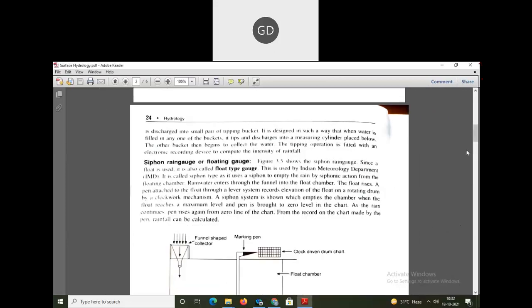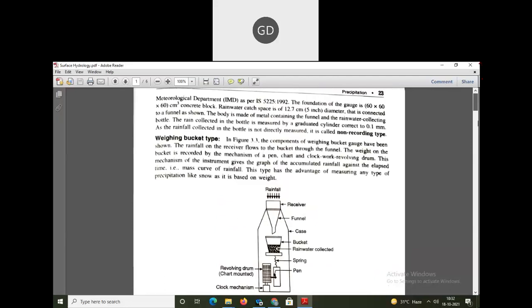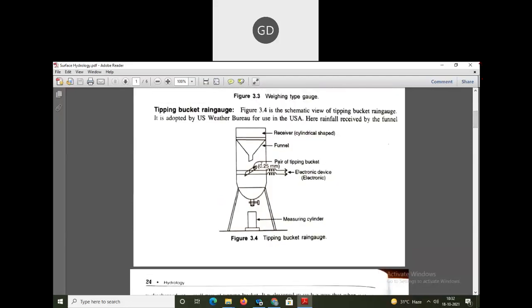So this tipping bucket rain gauge, as you can see here in the picture, has a pair of tipping buckets. Tipping bucket means it slides in this way and in that way, it just keeps on sliding. So what happens here actually? There is a funnel here, a receiver, then a pair of tipping buckets, two tipping buckets here. Then some electronic devices are fitted here, and the measuring cylinder is finally at the bottom of this whole thing.